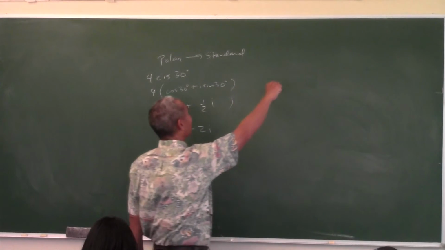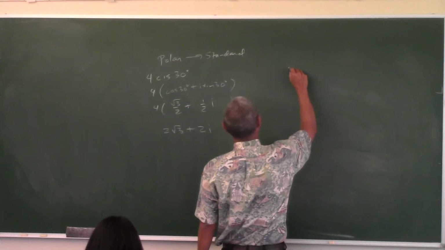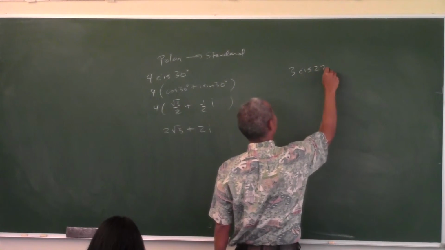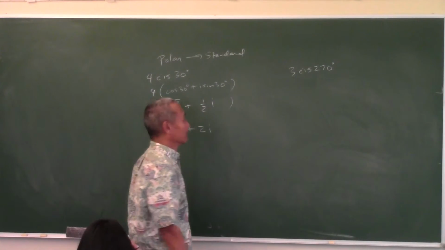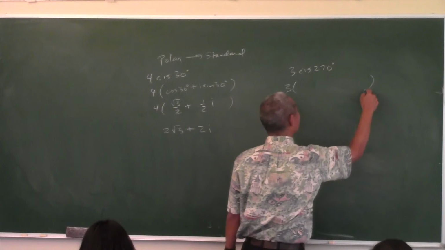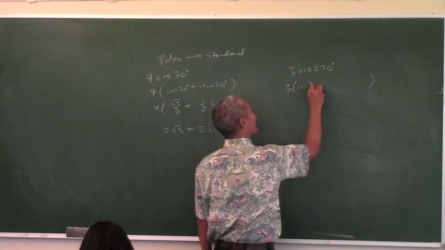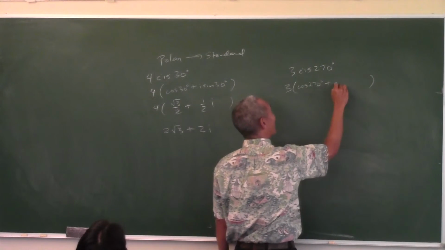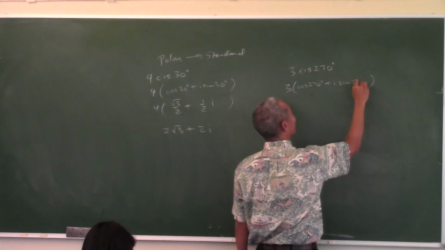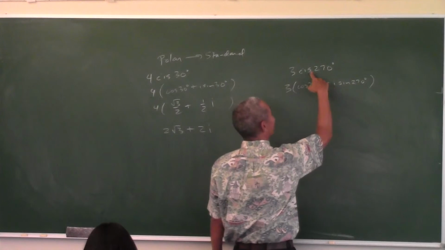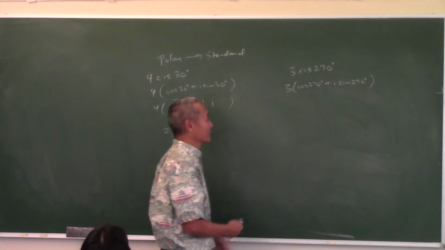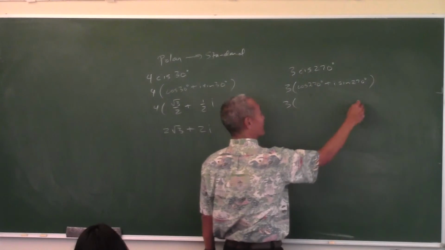Okay, let's do one more. What if you had 3 KISS 270 degrees? Okay, so this is what you do. What does KISS actually stand for? Cosine theta plus I sine theta. See? C is the cosine, I is the I, and S is the sine. It's an abbreviation. Okay, now you just got to know your trig values.